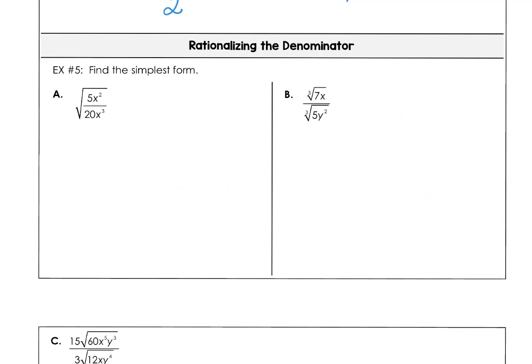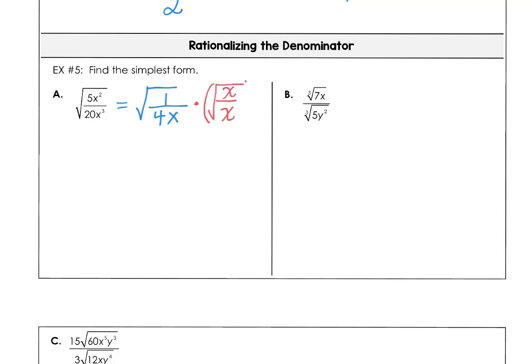Okay, for example 5, we're going to practice rationalizing the denominator. First, simplifying 5 over 20, that would be 1/4. And x squared with x cubed on the bottom would leave us an x on the bottom. So we want to rationalize this, and I need to get a perfect square in the denominator, so I need another x in both the top and the bottom.